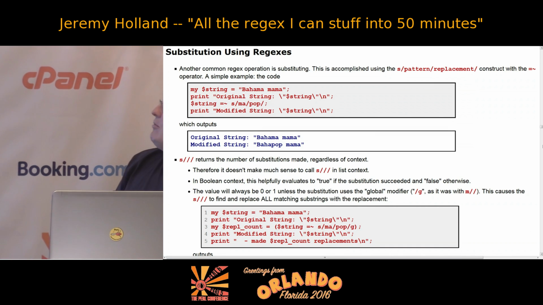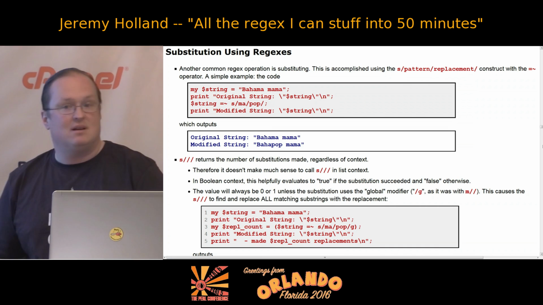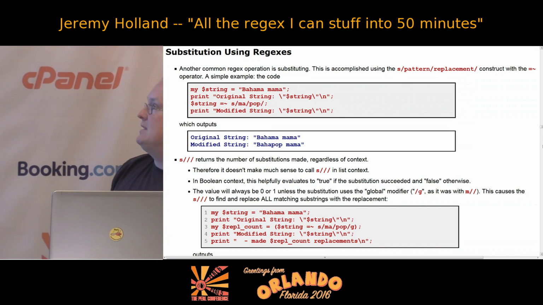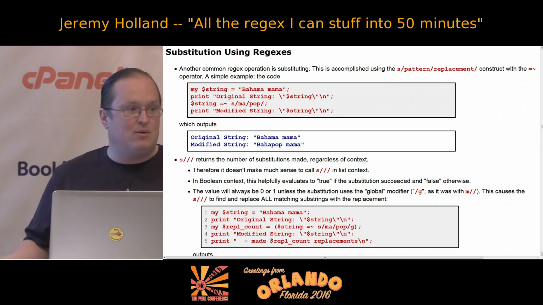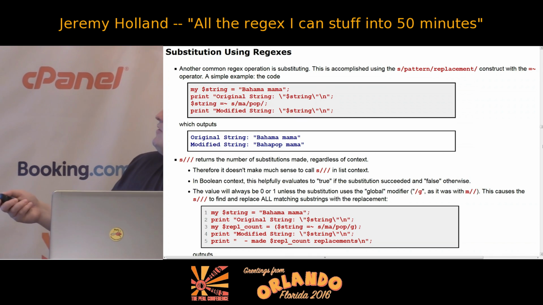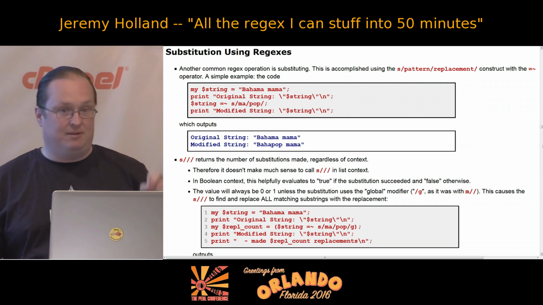Okay, the next thing you can do with regular expressions is substitutions, and this is maybe the most important thing that they can do. Instead of an M, you use an S, and after the first slash, you put a replacement, and you use the same operator. The replacement is treated as a double quoted string, and it's typically literal text maybe with interpolation. So if your string is Bahama Mama, I'm going to substitute Ma with Pop. And I get this. Note it only did the first one.